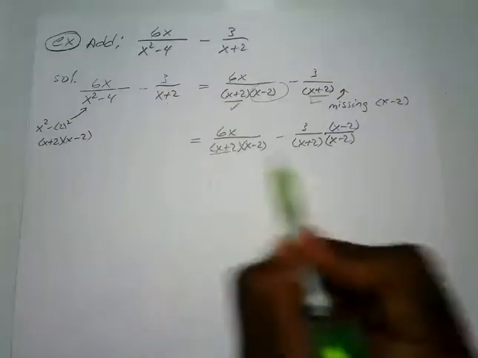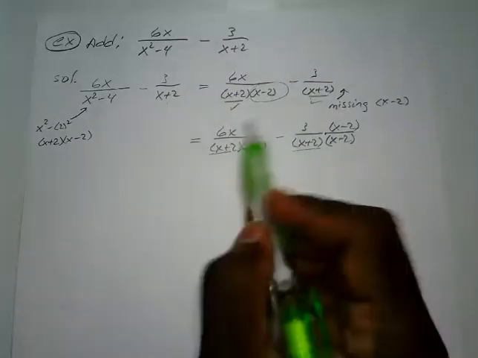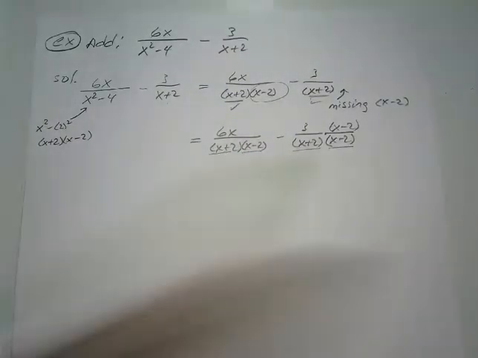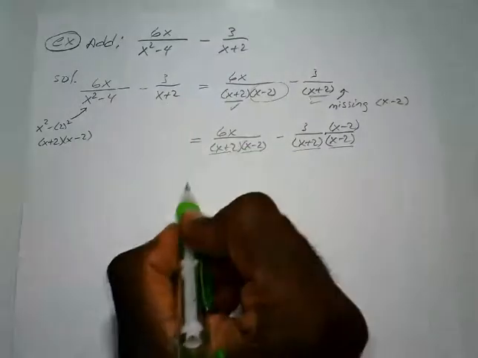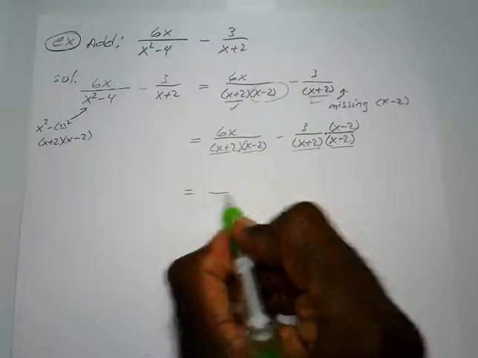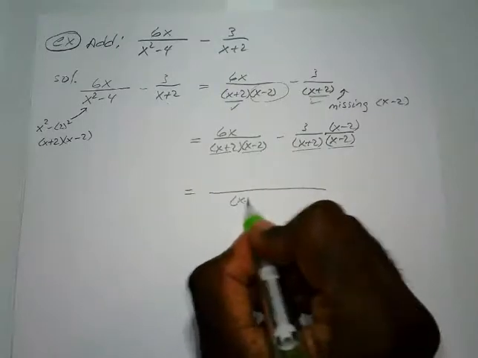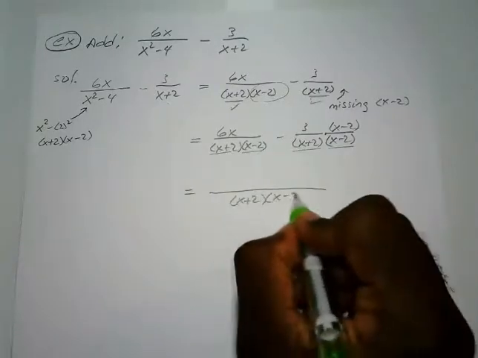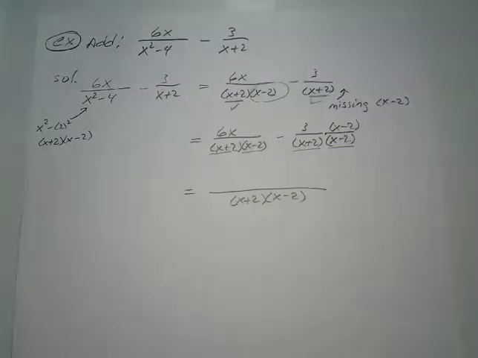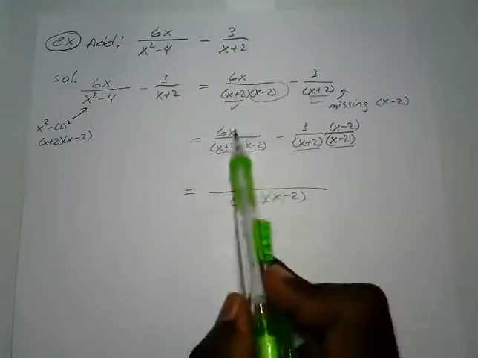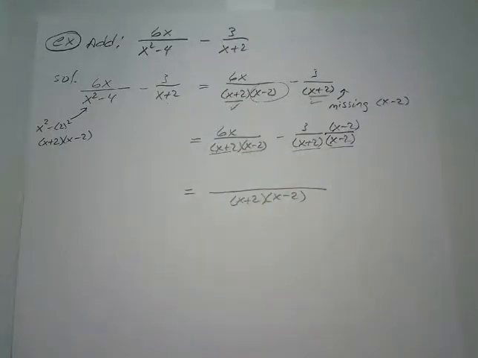Okay, so we have x plus 2, x plus 2. We have x minus 2 in the denominator. Okay, so we're good to go. We have matching denominators. So that means our answer is going to be something over x plus 2 times x minus 2. So really, the only thing left is just to subtract our numerators.